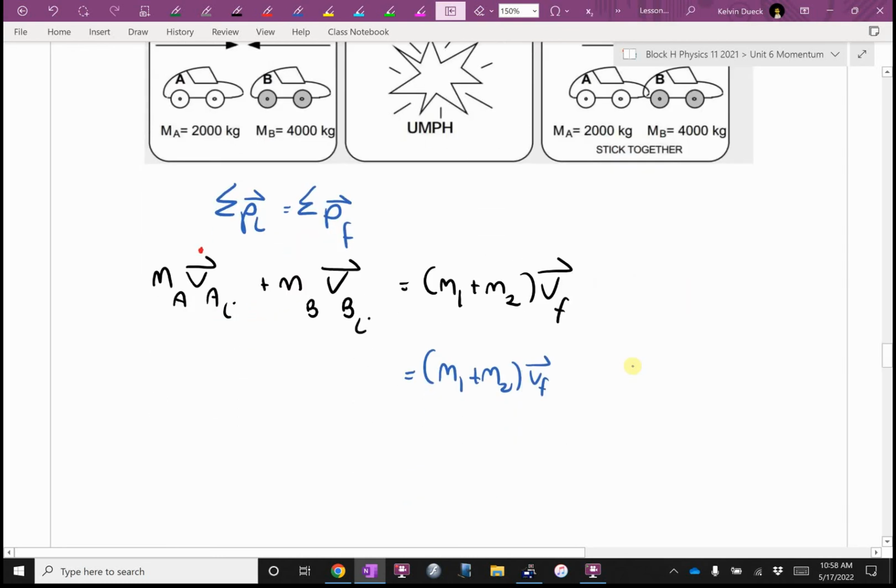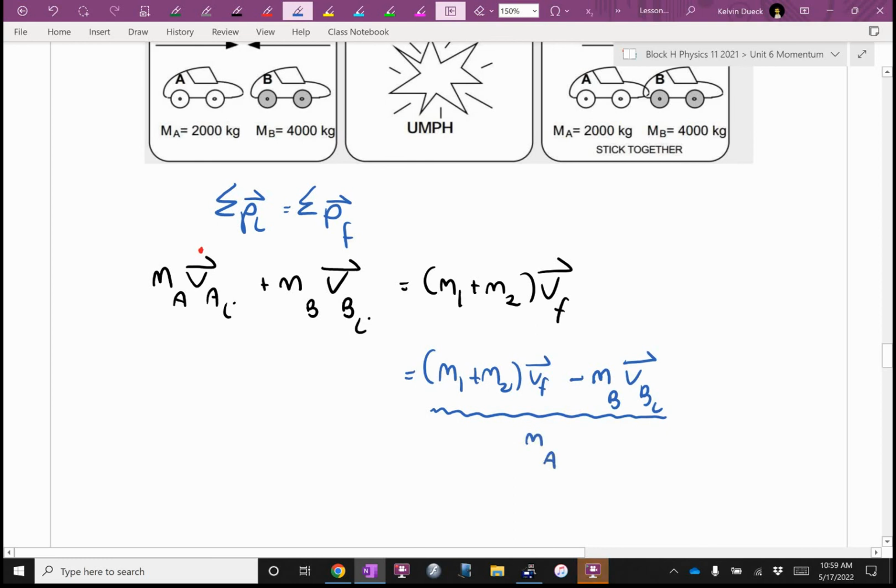What else will I do to get the VA by itself? How will I move the MA over? How will I move the MB, VB initial over? Which one am I going to do first? Yeah, reverse bad mass. So minus, good. And then what? Divide by MA. There you go.